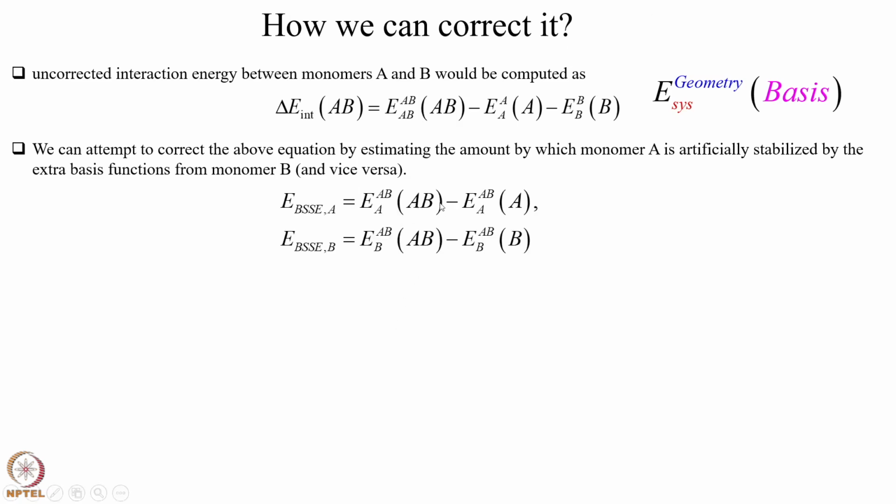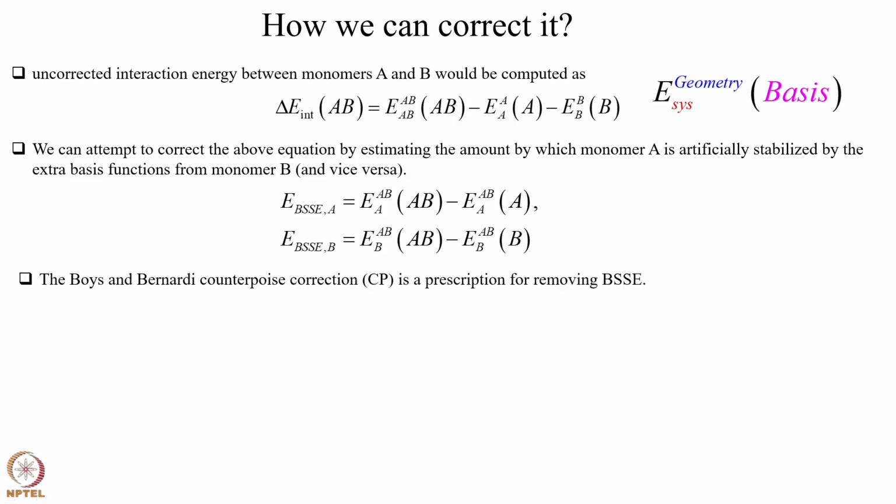Here you see the same thing is calculated, one with the complete basis set of AB, and the other only with the basis set of A; that we will call the BSSE energy of system A. Similarly, for the second system, the BSSE of B will be the energy of system B calculated at the geometry of AB and basis set of AB, minus the energy of system B calculated at the geometry of AB, but only with the basis set B.